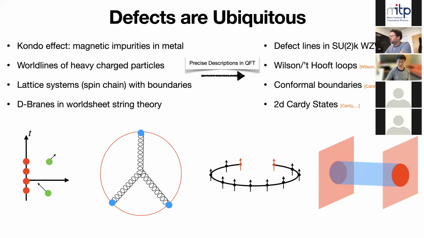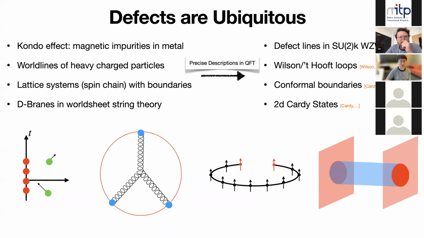This is probably familiar to most of the participants: defects are quite ubiquitous in quantum systems, and they also have a very precise description in quantum field theory, which captures some long range or continuum behavior of these defects. A prototypical example of such defects is given by the Kondo effect, which describes magnetic impurities in metal. In quantum field theory, this is described by certain defect lines in the SU(2) level k WZW model, in the old work of Affleck and Ludwig.